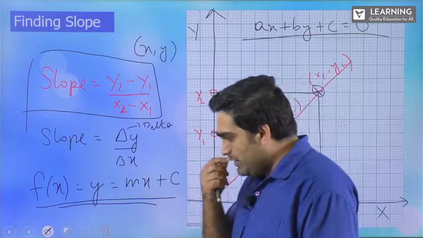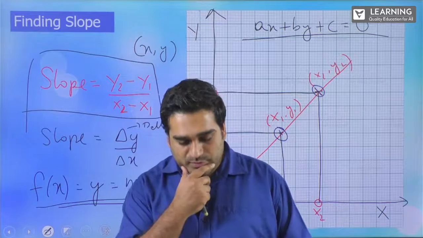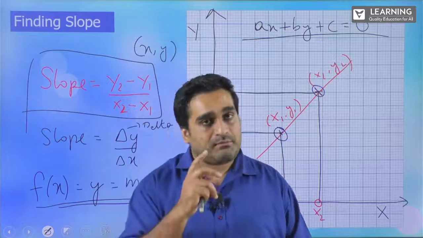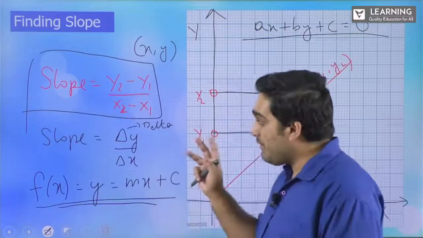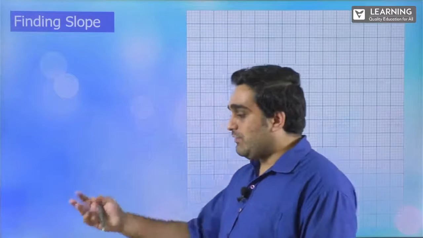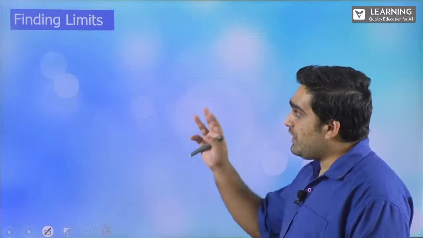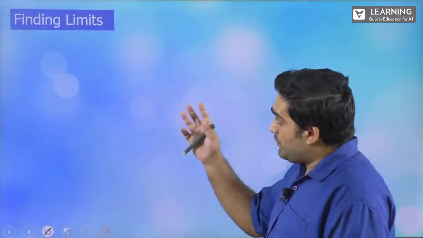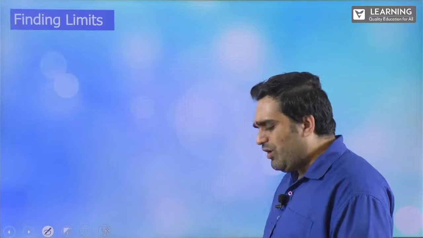So why are we learning to find a slope? Now our objective once again is to learn about calculus, but calculus starts from this basic model of understanding a slope, and then we move on to understanding limits. So this combination of slope and limits is how I can help you understand calculus. So, finding limits. Now what is a limit?